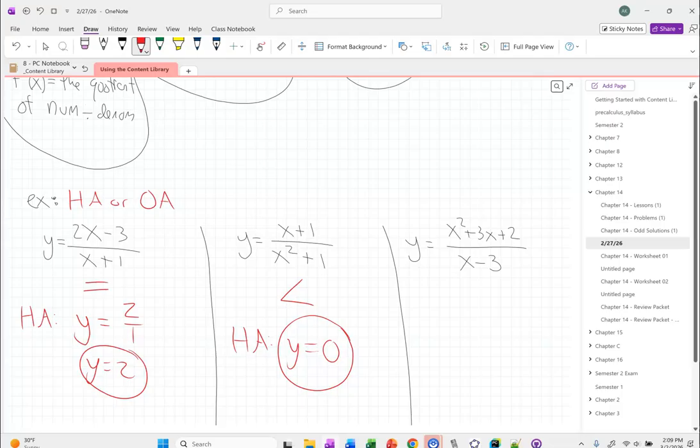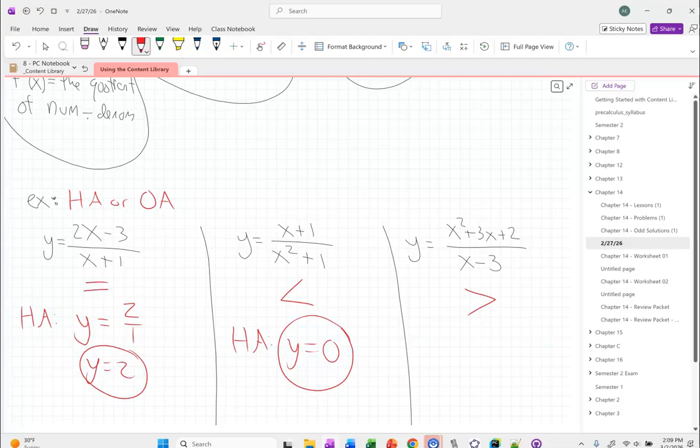Okay, let's look at the last one. The degree in the numerator is 2. The degree in the denominator is 1. This is the greater than situation. This is the tough one. It says to find the equation now for this asymptote, I need to do polynomial division.